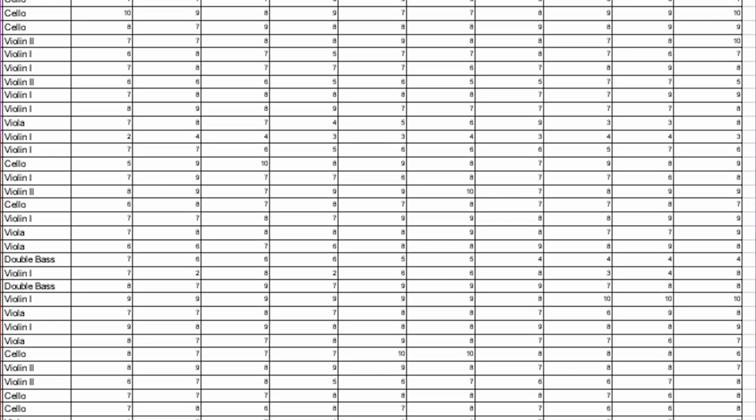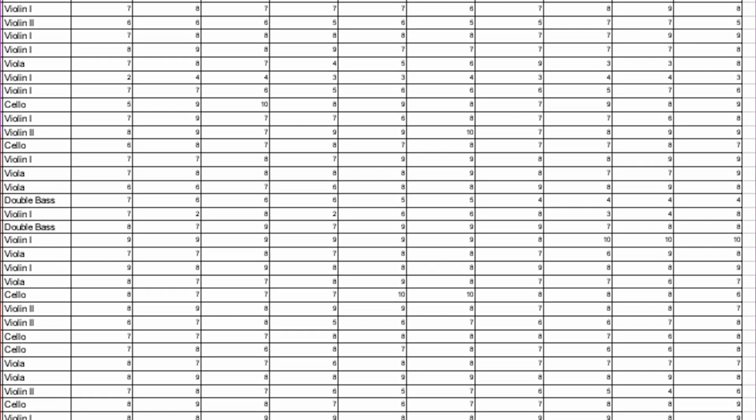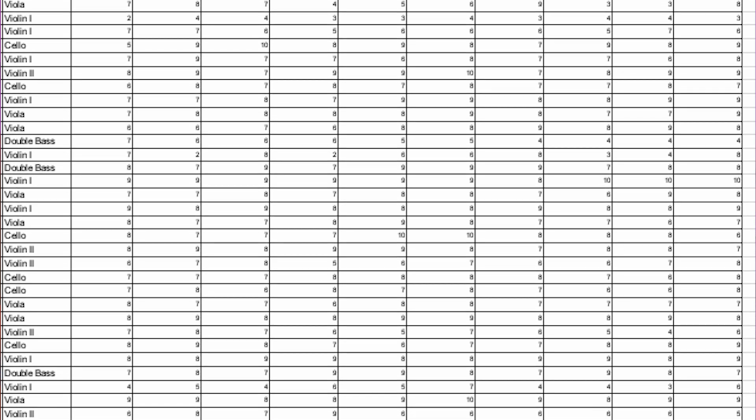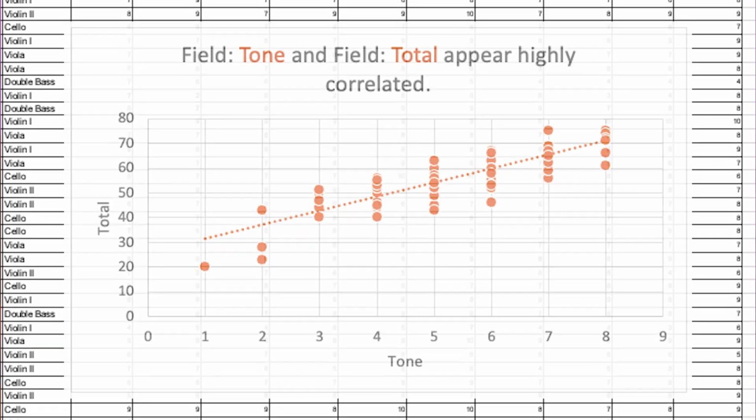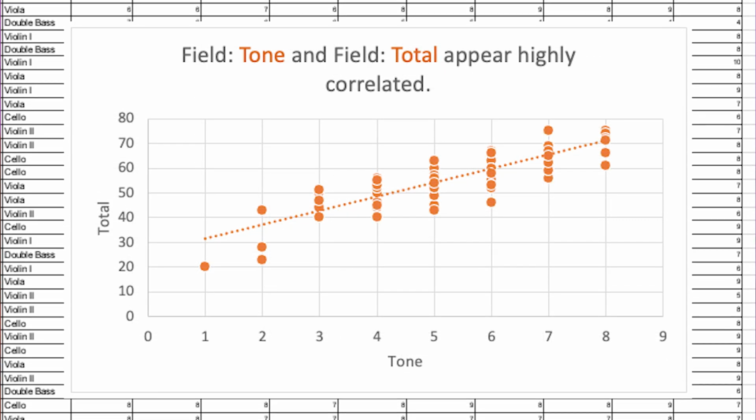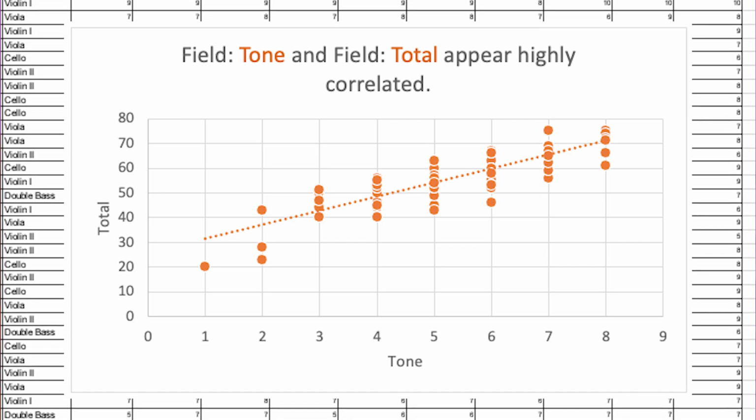What was interesting to me is that the strongest correlation was between the composite or total score category and the tone category. These two were highly related to one another. So according to the data I collected, students who play with better tone do better in the other 9 categories as well.